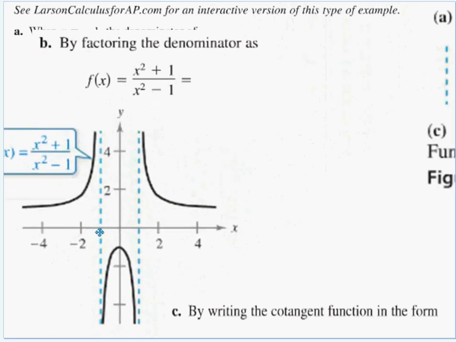And there they are, vertical asymptotes at 1 and negative 1. In between those asymptotes, we have a downward opening parabola and kind of an L here in quadrant 1 and a backward L in quadrant 2.